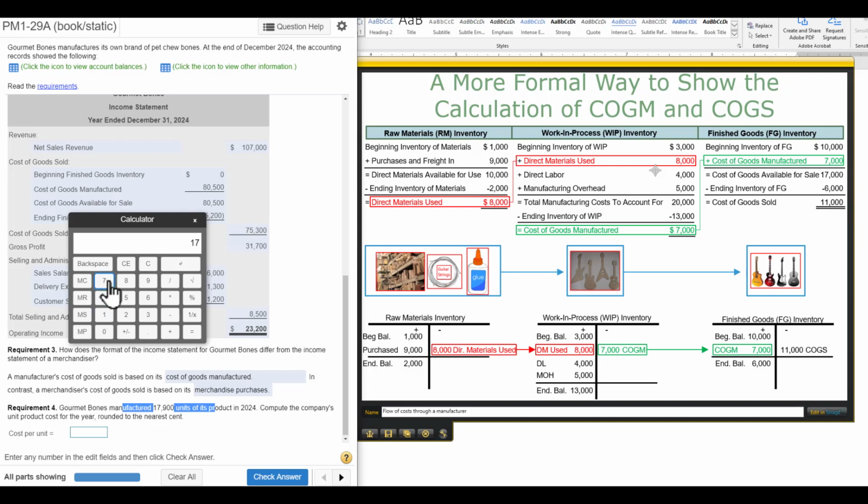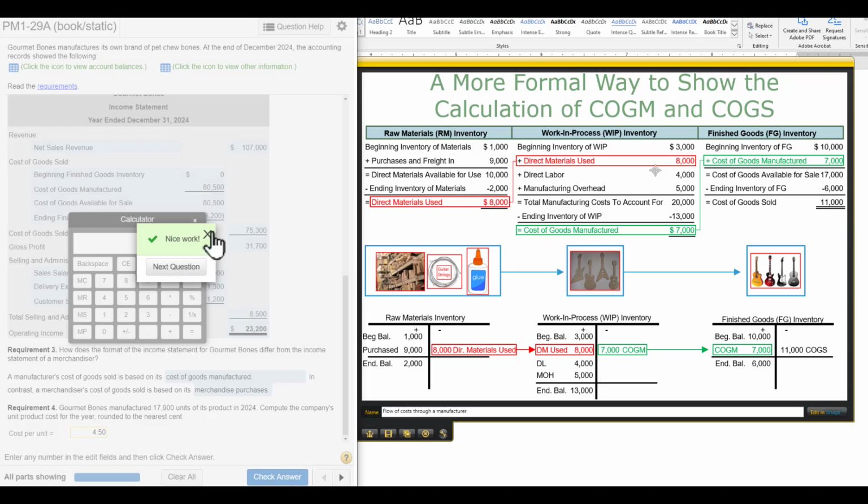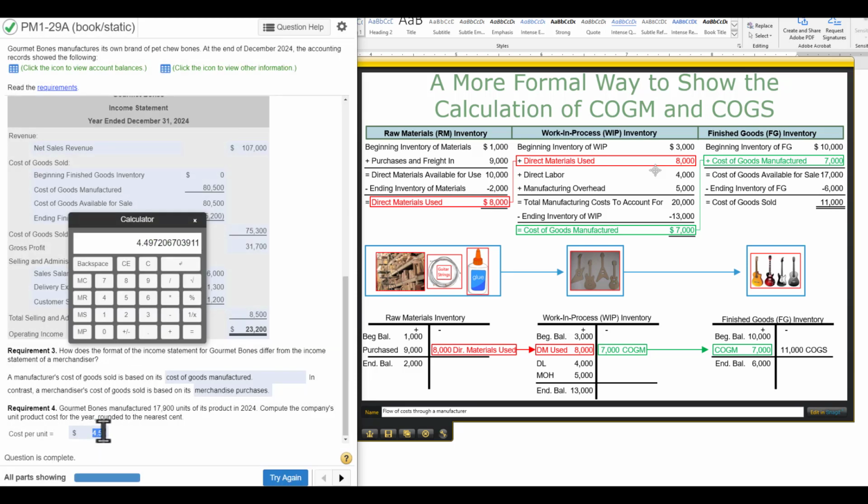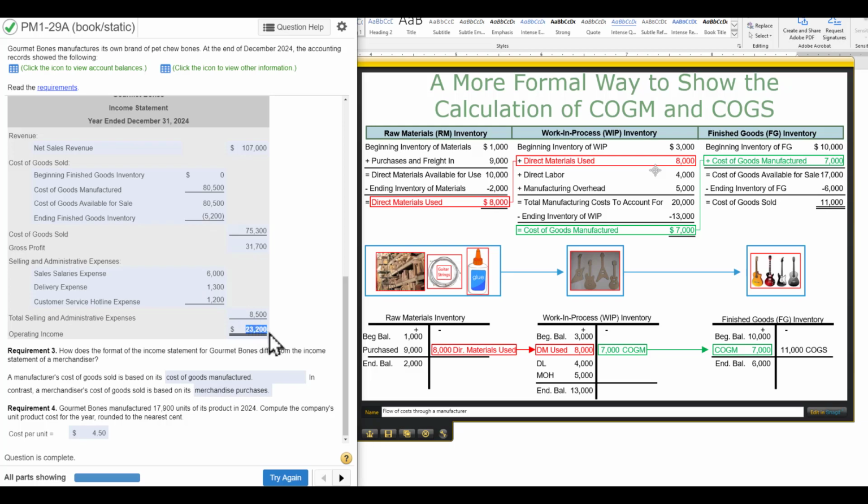It's a lot of chew bones. 17,900 equals 4.497, and it says round to the nearest cent, which means round to the nearest 2 decimals. So that gives us 4.5 or 4.50. Same thing. And that's it. So it cost us $4.50 per pet chew bone to manufacture, which means we sure as heck better charge more than $4.50. Otherwise, we'll be operating at a loss. And we must have been charging a decent amount because we have operating income that is positive.